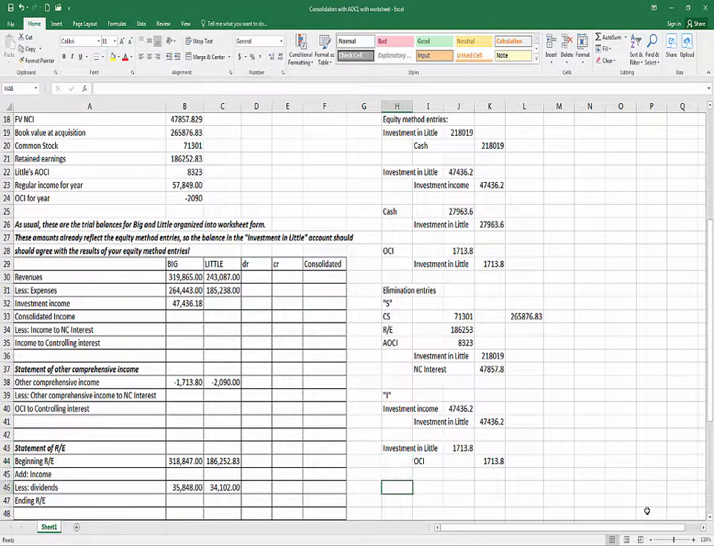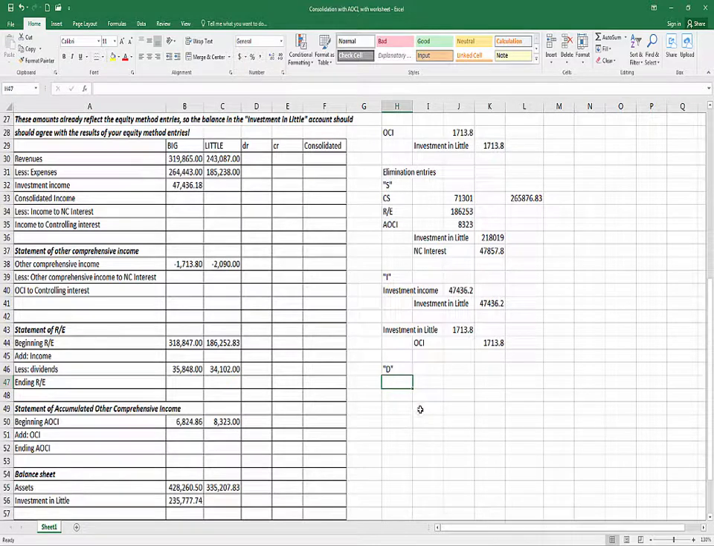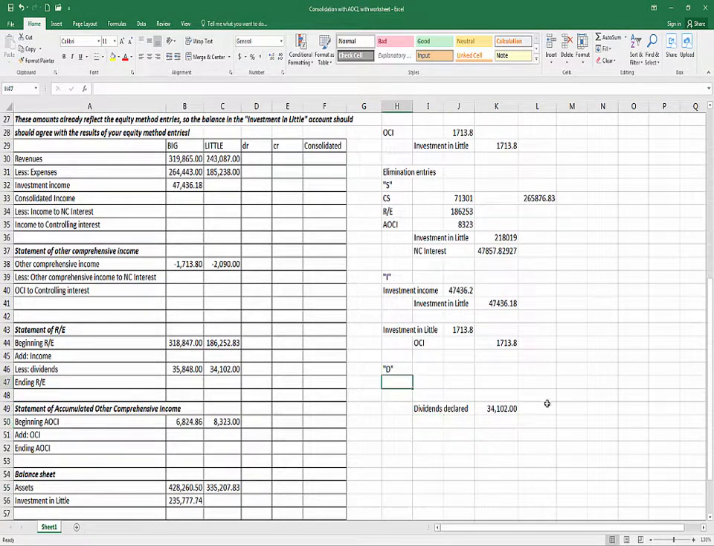Okay, D for dividends. Same as we've always done. We're going to go ahead and credit dividends declared for the amount of the dividends. Get that right off my worksheet here. And that's going to be split 82-18 between the investment in Little and the non-controlling interest. So the parent's share is 82% of that. The non-controlling interest's share is 18% of that.